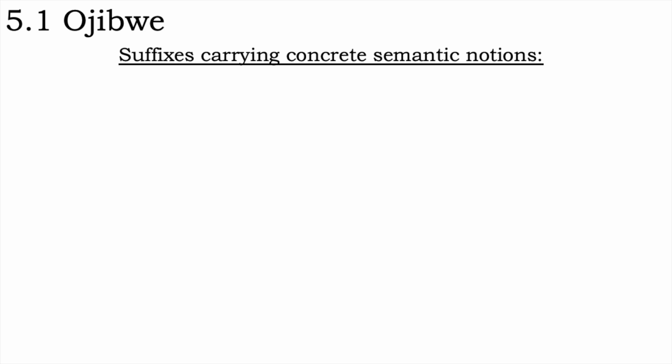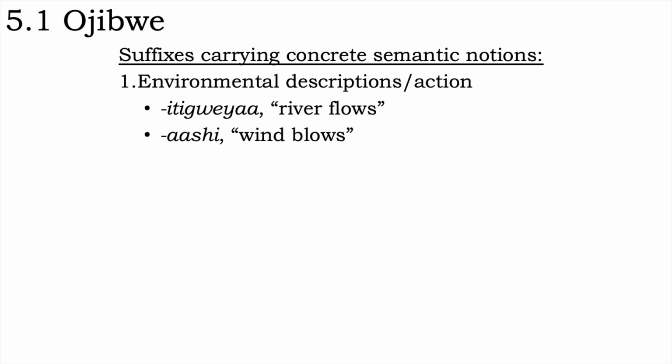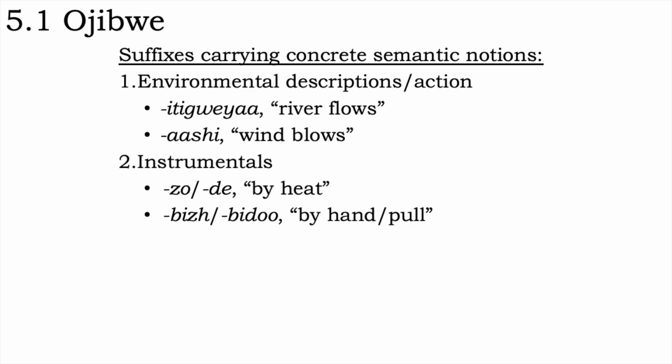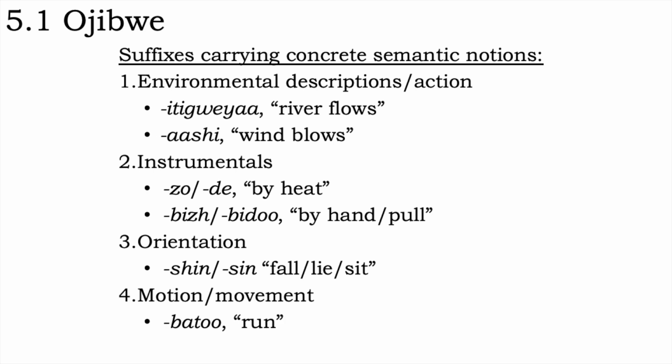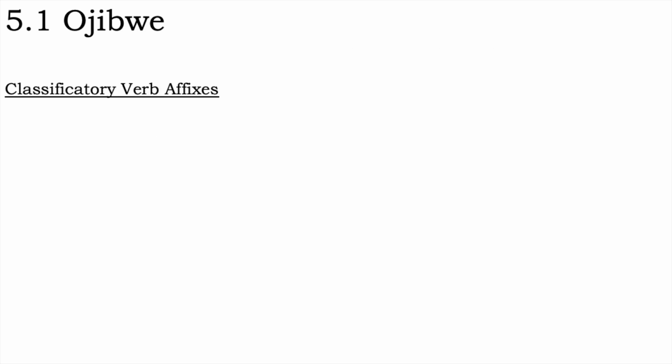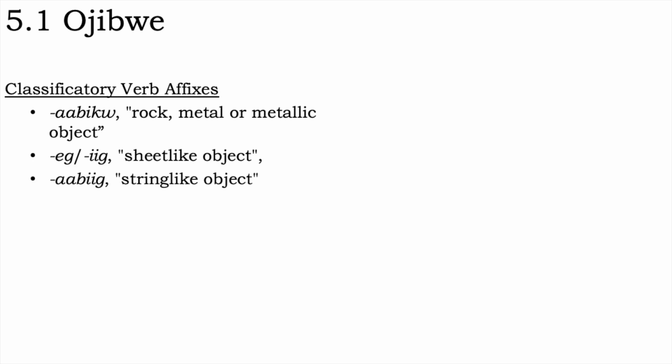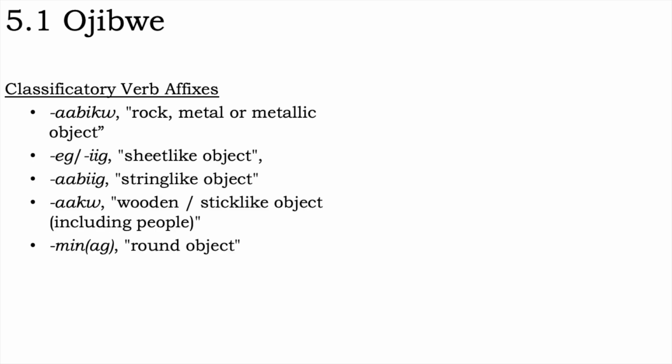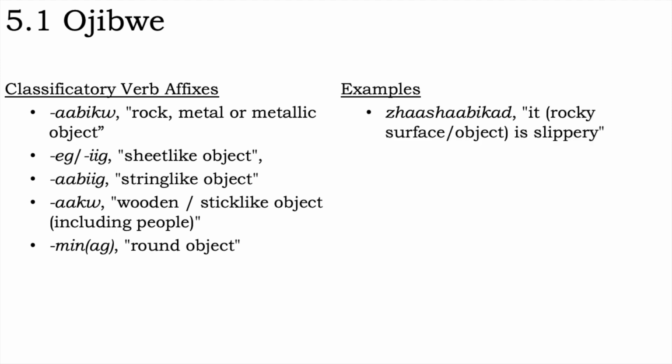For one thing, the Ojibwe verb suffixes, which serve to mark transitivity and the animacy of the absolutive participant, often carry fairly concrete semantic notions as well, expressing things like environmental descriptions or action, instrumentals, orientation, motion or movement, and so on. Like other Algonquian languages, Ojibwe also has several classificatory verb affixes, which specify the shape and consistency, etc., of a participant, normally an absolutive or oblique. These include the following, and some examples are as follows.